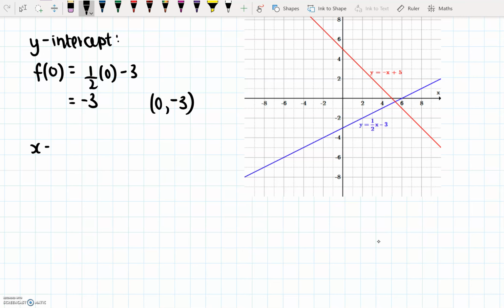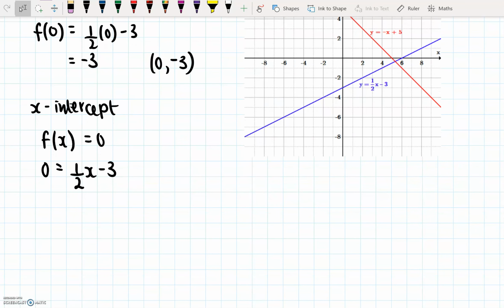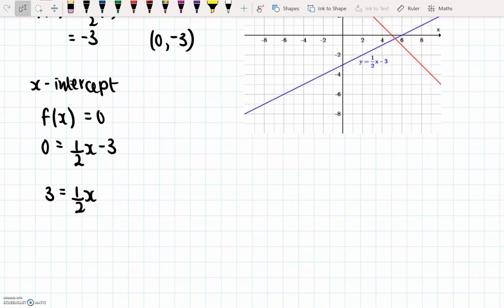For the x-intercept, remember in this case we make f(x) equal 0, so we get 0 equals a half x minus 3. Let's get the half x by itself. I'm going to move 3 to the other side, so we get 3 equals a half x. Normally I would also write this the other way around, but let's just keep it straightforward at the moment. To get x by itself, we can multiply by 2, so we get x is equal to 6. So our x-intercept here is (6, 0).